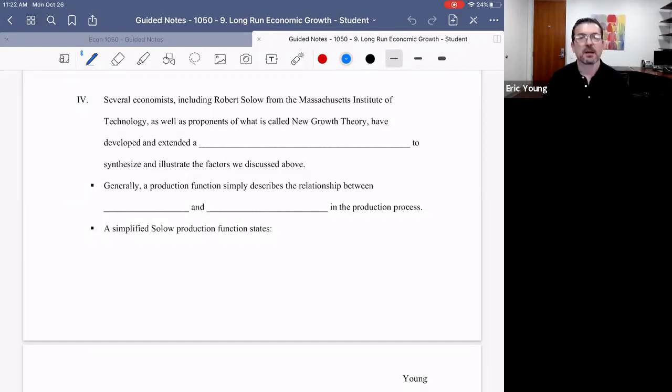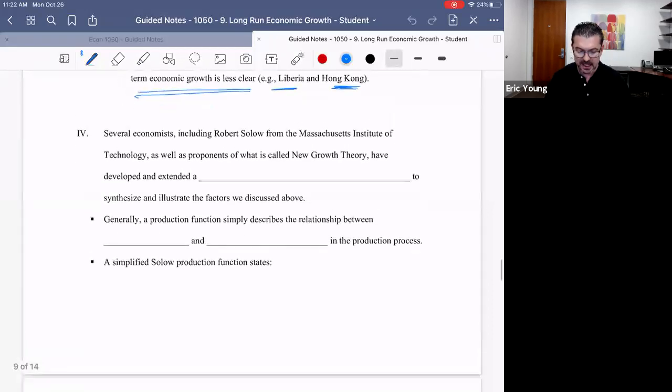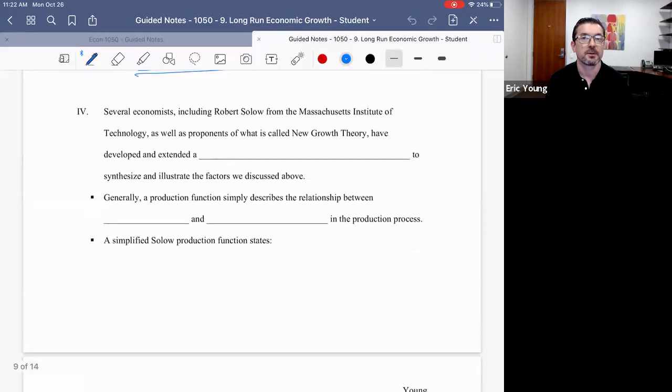In this video, we're going to do just a little bit of an extension in our economic growth theory, and we're going to talk briefly about the Solow growth model and take a look at a production function and try to put some of the stuff that we've done in the last couple of videos together, kind of synthesize it and see if we can make some sense out of it through the production function, okay?